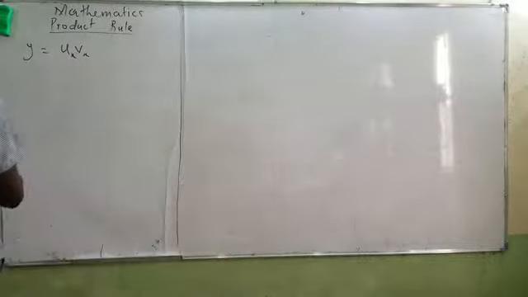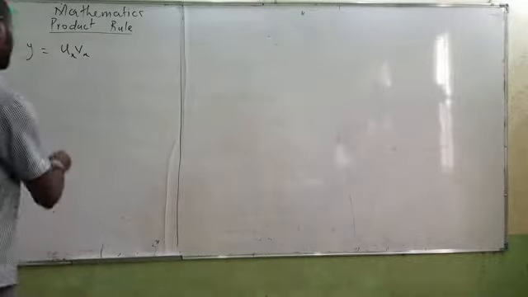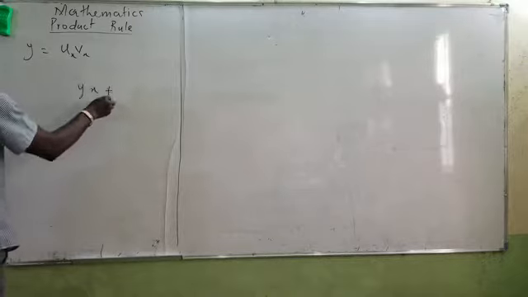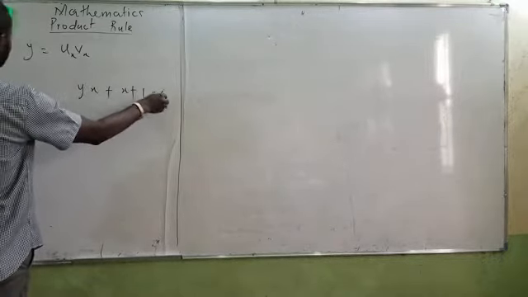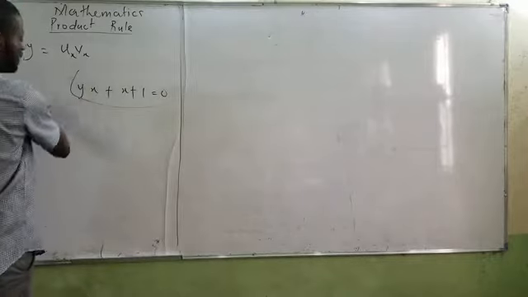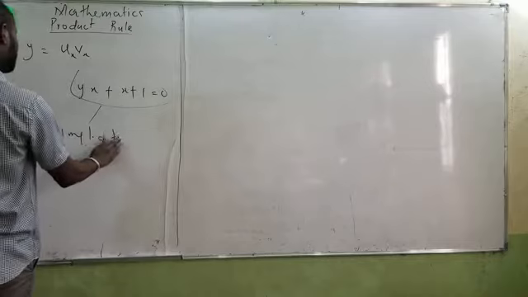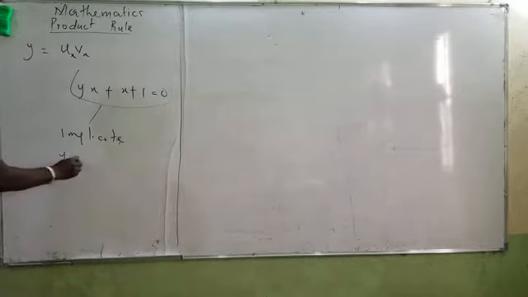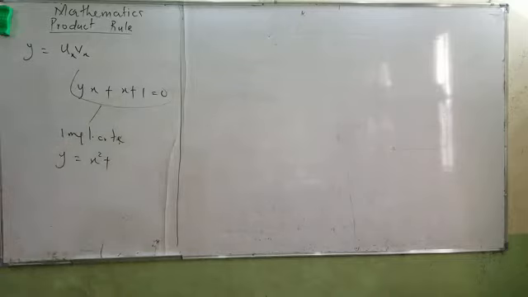Implicit means y is on its own, x is on its own. When you have it in this form, x plus something equals something like this, this is known as implicit. Please take note of that. It's not the same thing as y equals x squared plus something. That's what I mean by that. Now it must be implicit, not explicit.